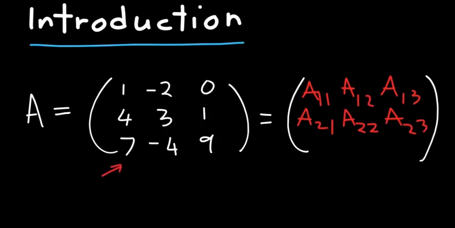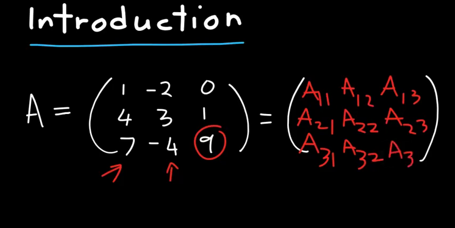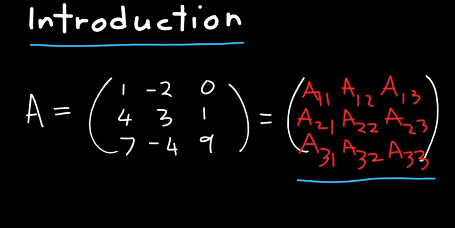Now let's look at 7. It occupies the third row and the first column. Now minus 4 occupies the third row and the second column. And finally 9 occupies the third row and the third column. So these 3 elements are known as the diagonal elements of that matrix. So this is generally how we describe elements of a matrix.